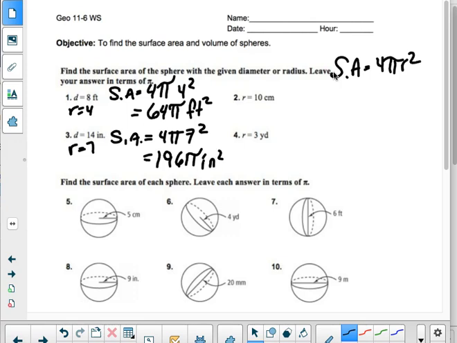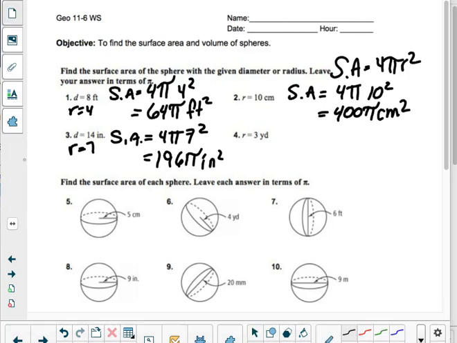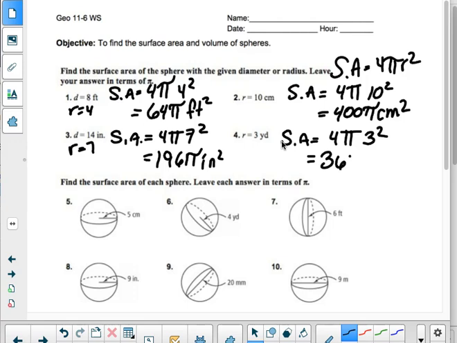Same thing for number 2 here. I've got SA equal 4 pi 10 squared, which is equal to 400 pi centimeters squared. Okay, in number 4, I've got SA equal 4 pi 3 squared, which is going to be the same as 9 times 4, which is 36 pi yards squared. So that's 1, 2, 3, and 4.